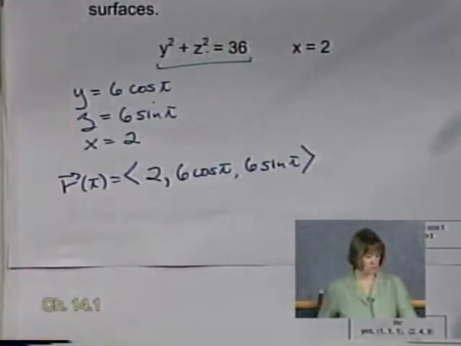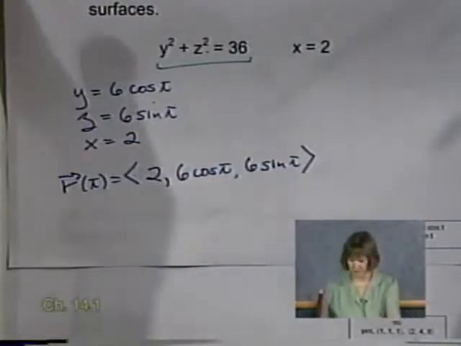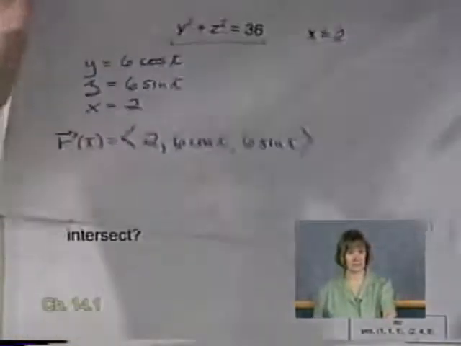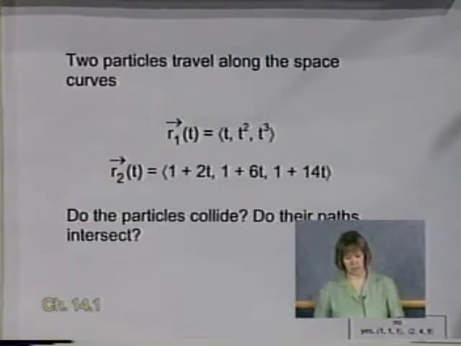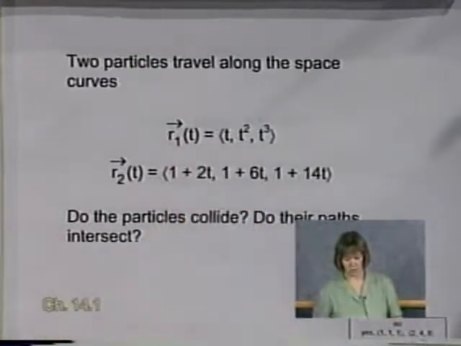We have one more problem to do, which is far different than any other that we've done, so let's look at it. Last one that we want to do. Two particles travel along space curves. One, r1 of t, is given by t squared, t cubed, and r2 of t is 1 plus 2t, comma 1 plus 6t, comma 1 plus 14t.